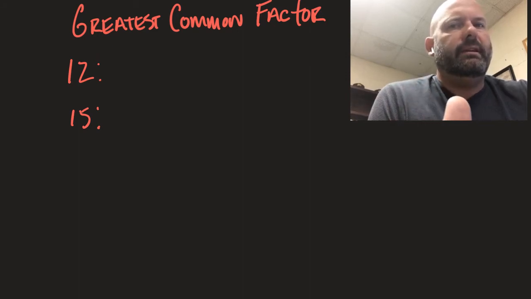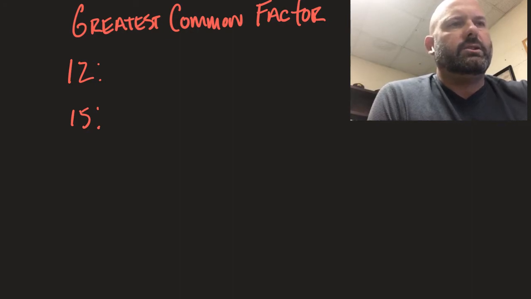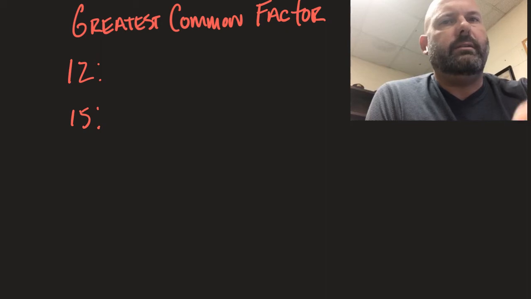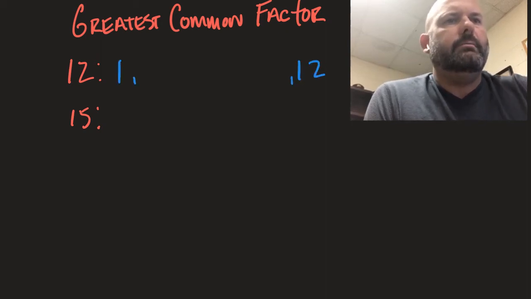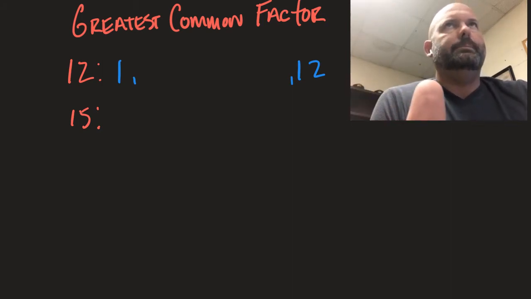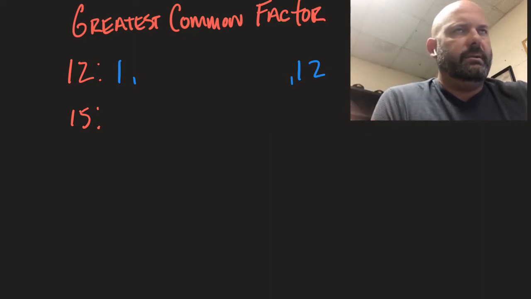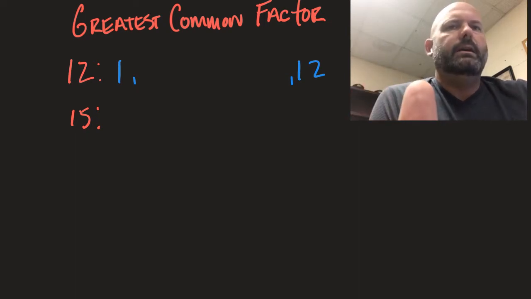So we'll look at 12 and 15, right? So when I do it this way, when I make a list, let's start with 12. When I make a list like this, I always start with 1 and the number, because every number has at least two factors, right? 1 and itself. Now, if the number only has two factors, 1 and itself, then we consider those to be prime numbers, right? If they have more than those factors, they are considered composite numbers. So 12 is a composite number, has more than two factors.